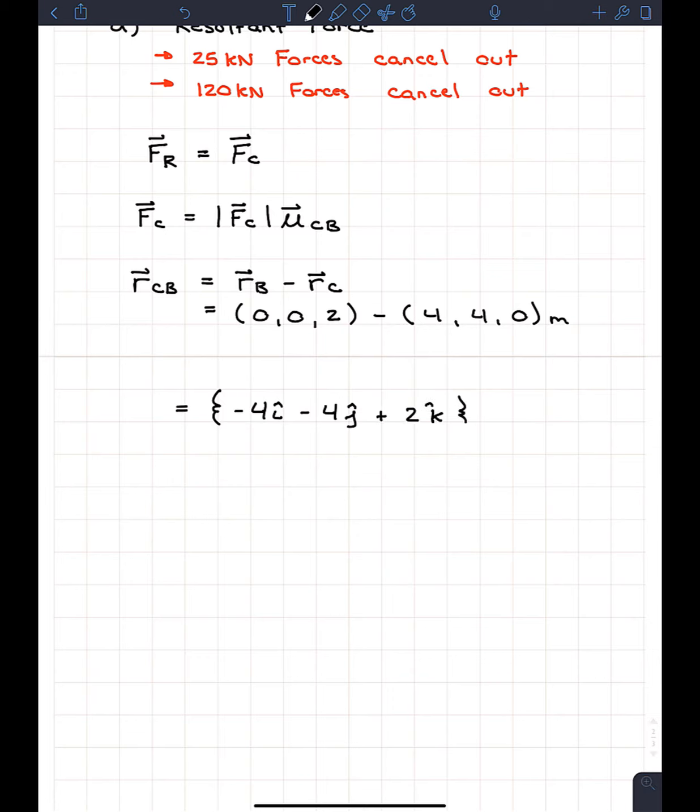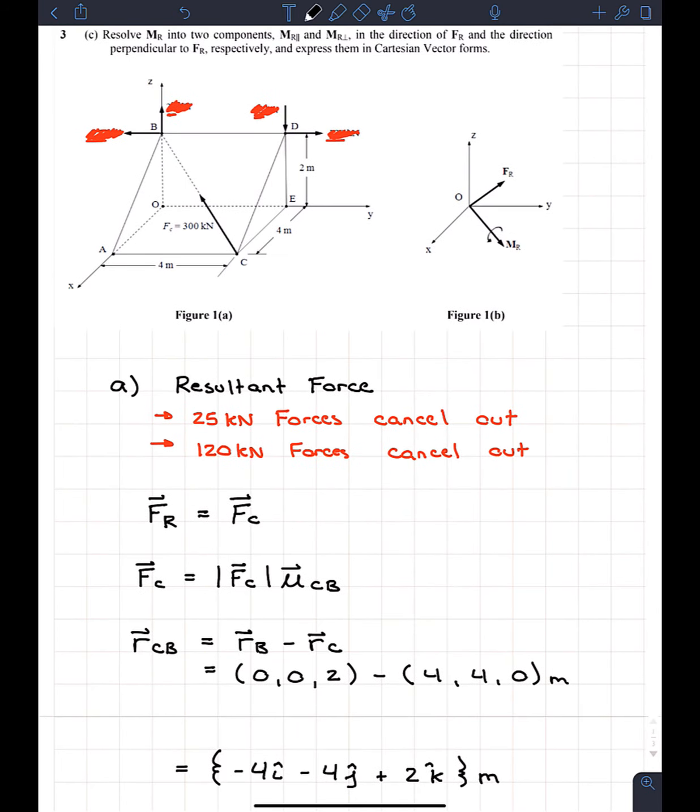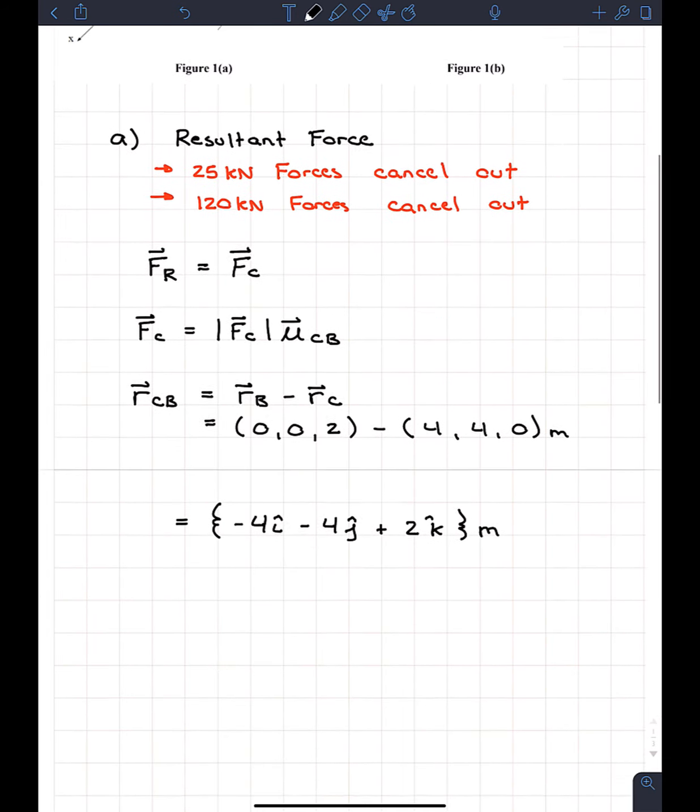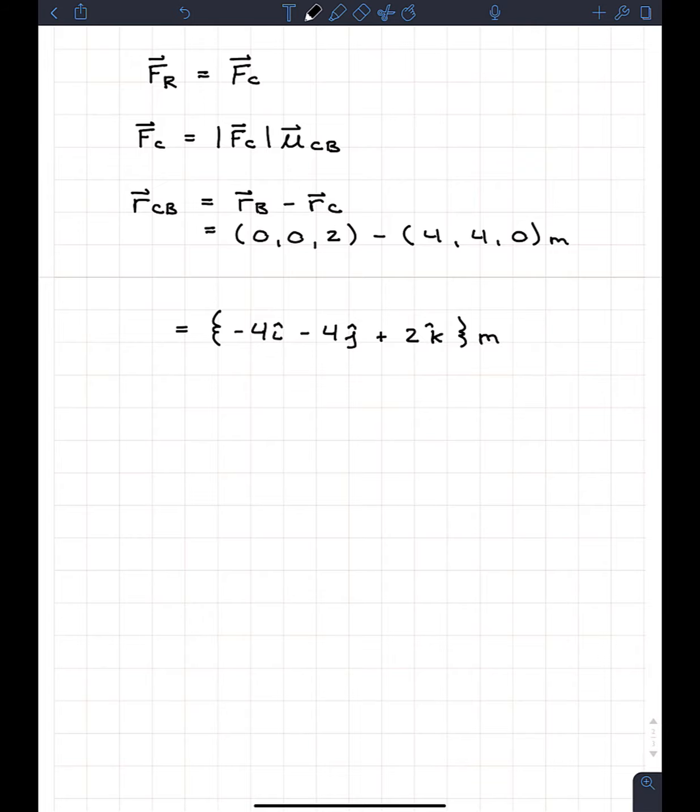And that makes sense because it has units of meters. If we were to go from point C to point B, we know we have to go negative 4 steps in the x direction, negative 4 steps in the y direction, and then positive 2 steps in the z direction. So I'm just going to put RCB.